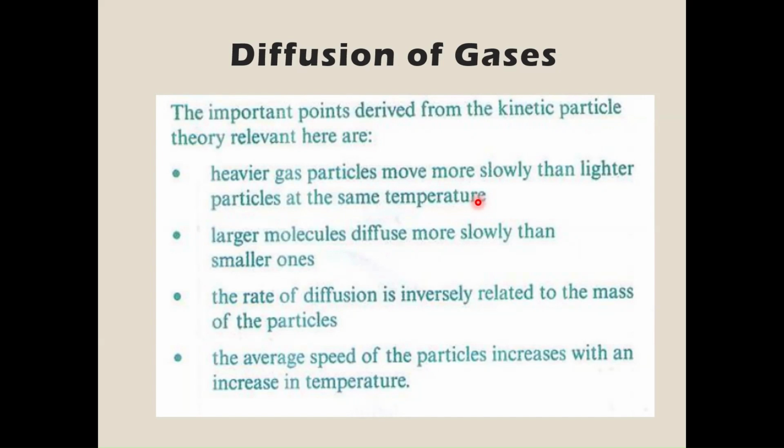Consider you and your friend. Your friend is fat and you're thin. The fat person will run slower, while the thin person will run faster. This is the same idea. We can say that larger molecules diffuse more slowly than smaller ones. Okay, so as the size and the mass of the particles increase, the diffusion rate decreases. So the rate of diffusion is inversely related to the mass of particles. As the mass increases, the diffusion decreases.